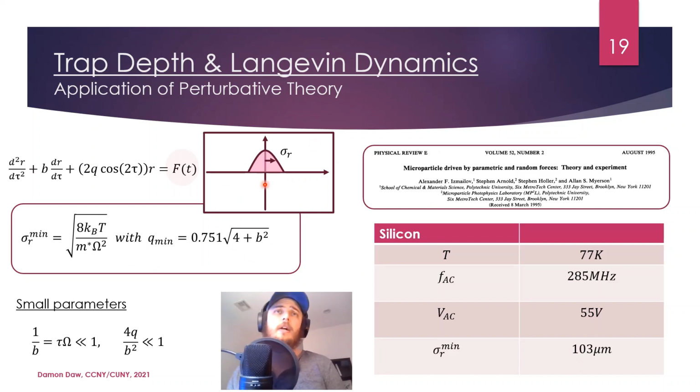So characterizing this sigma r essentially specifies the depth of the trap. And we did some calculations, and we figured out that for silicon at a temperature of about 77 Kelvin, a few hundred megahertz, some tens of volts, you can probably get a sigma r of about 100 microns, which is pretty good.